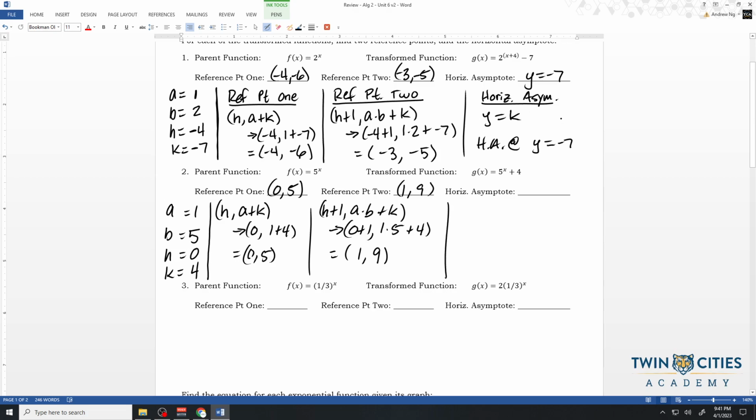And lastly, the horizontal asymptote. I'll have a horizontal asymptote at y equals k. So this tells me my horizontal asymptote is at y equals 4.